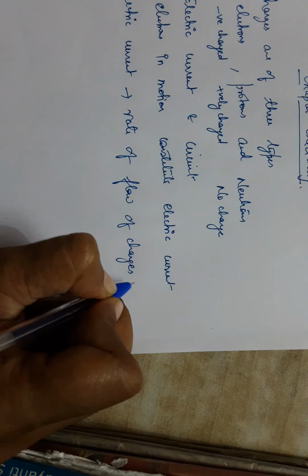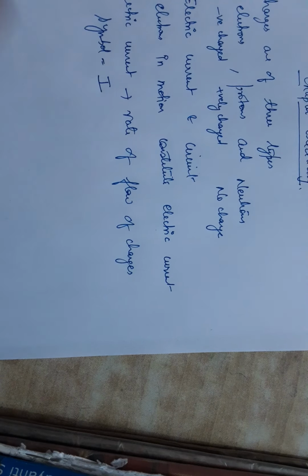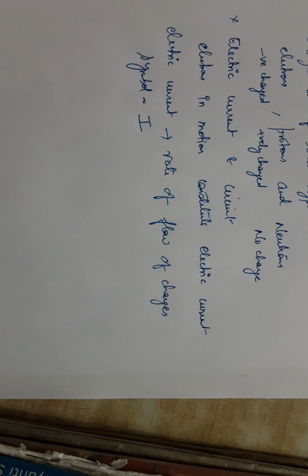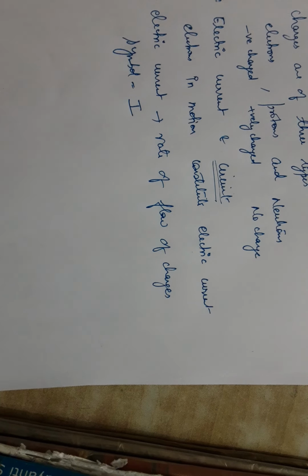The symbol for electric current is I. We'll get to know about its formula and its SI unit later. Then another important thing is electric circuit. About electric circuit, we have learned in earlier classes as well.